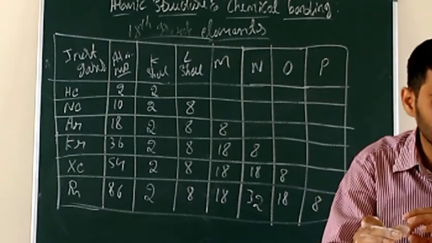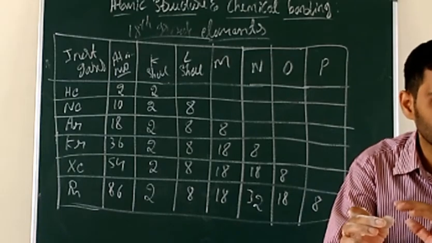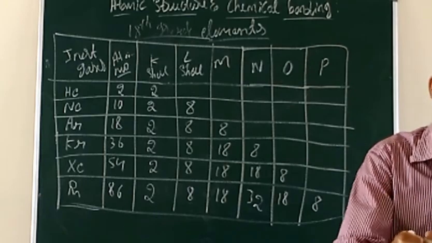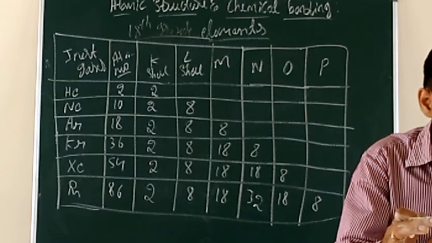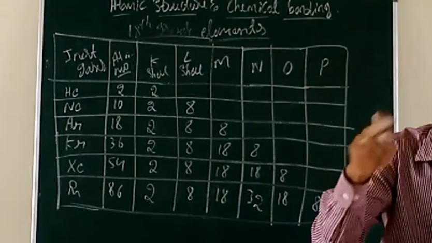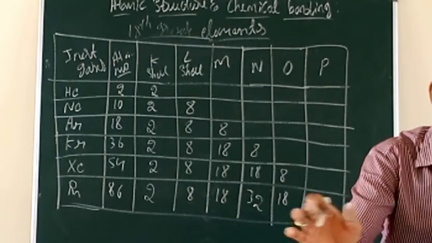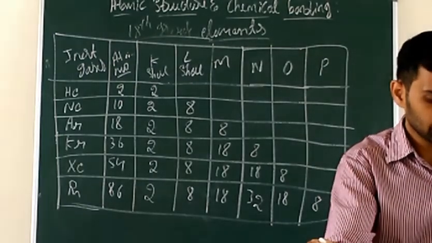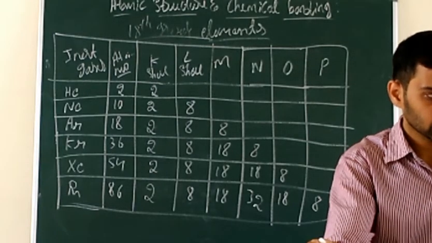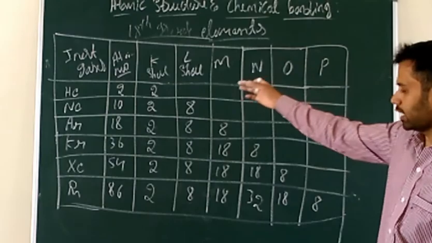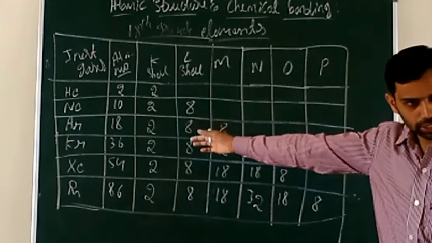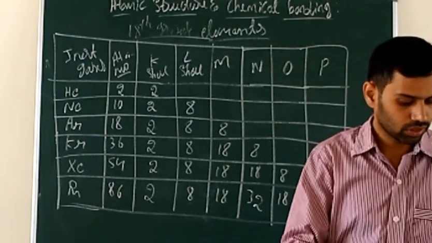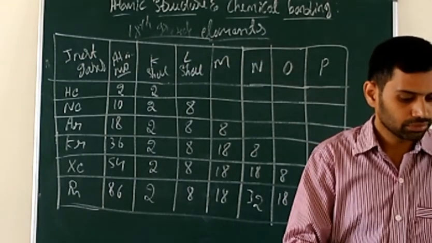Because of that reason, helium is also not involved in chemical reactions. So these are called inert gases. Their combining capacity is 0. It means they are not involved in any chemical reaction. Clear? So why are they not involved, except helium? Helium attained the duplet state. What about the other elements? They attained the octet state. Clear?